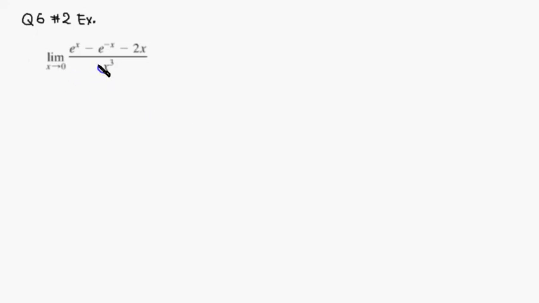You can see that the denominator is approaching 0. And on top, e to the 0 is 1, minus e to the negative 0, so it's 1. So 1 minus 1 minus 2 times 0. So the numerator approaches 0 as well. So when you have 0 over 0, we can apply L'Hopital's rule. Apply L'Hopital's rule.